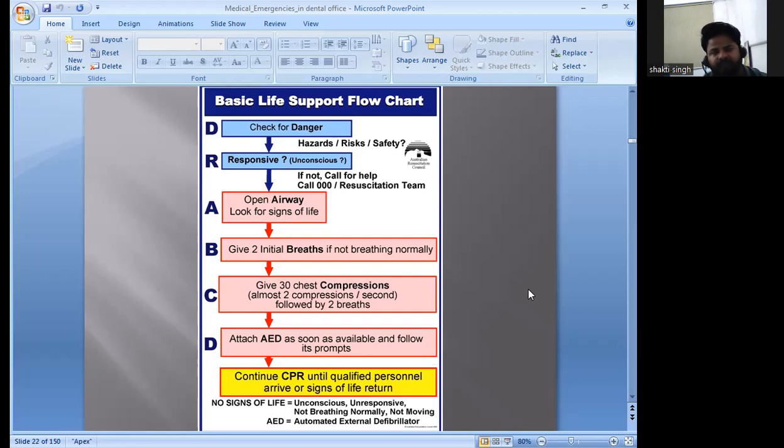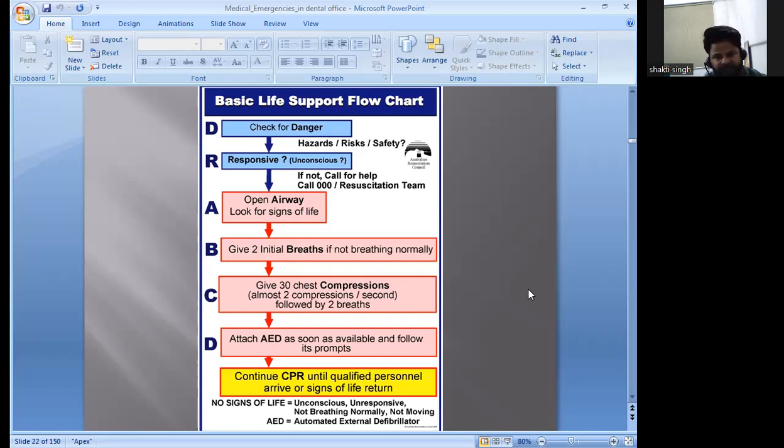Then A stands for airway. That means you need to open the airway and look for signs of life. You need to give a complete airway to the patient. If there is any obstruction, you should open that up. Then comes B, that is, give two initial breaths if not breathing normally. Then C, that is compression. You have to give 30 chest compressions, almost 2 compressions per second, followed by 2 breaths, that you have to follow in basic life support.